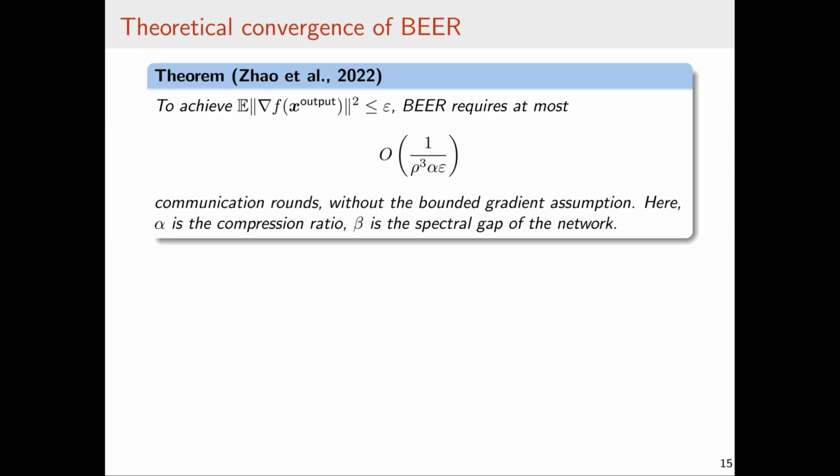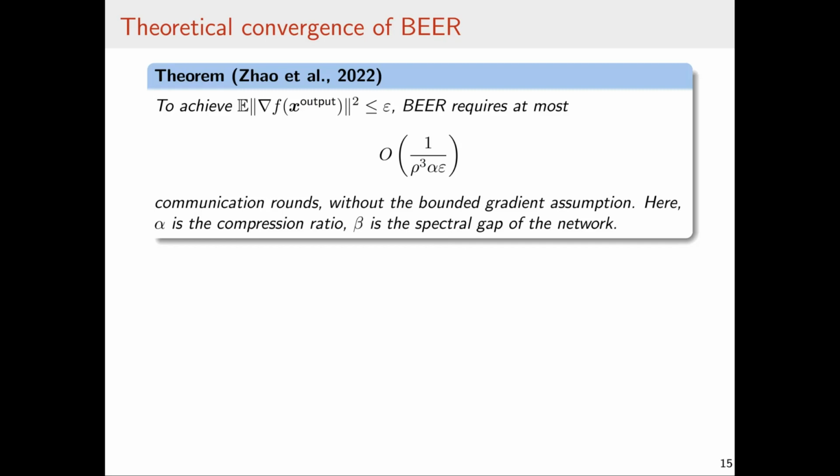The two other parameters that enter into the convergence rate, one is this alpha, which is the compression ratio. If you are using a compression scheme that is, say, random sparsification, where you only communicate k entries out of the d entries in a high-dimensional vector, then the compression ratio is k over d. So the higher the amount of compression you have, the more iterations you need. And this rho parameter is the so-called spectral gap of the network, which looks at the connectivity of the network.